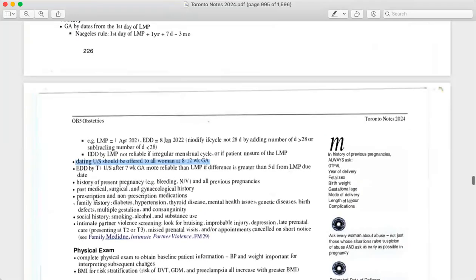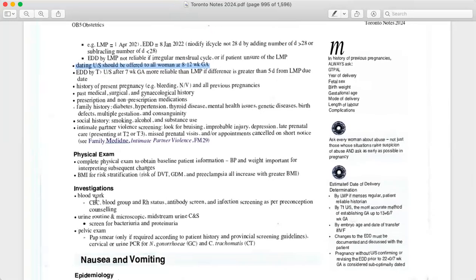So it's important because in the first visit, what are you going to do? Or in the initial visits, what are you going to do? So these are the basic things you need to know.